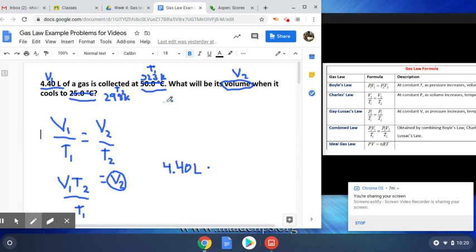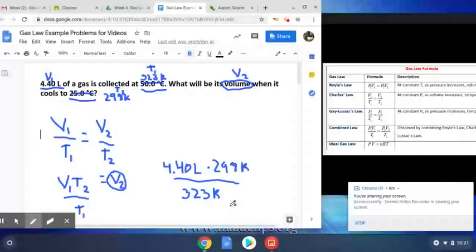So this is what I'm talking about. Don't just go in order of the problem, T2. And you want to use the T2 in Kelvin. That's why we crossed out the Celsius. So that's going to be 298 Kelvin. And then you're going to divide by T1, which was 323 Kelvin. And then you solve that.